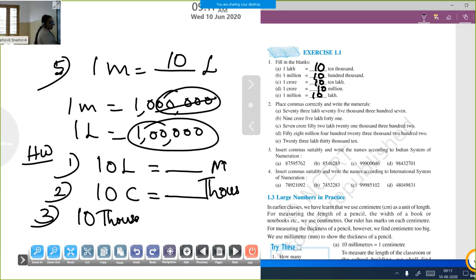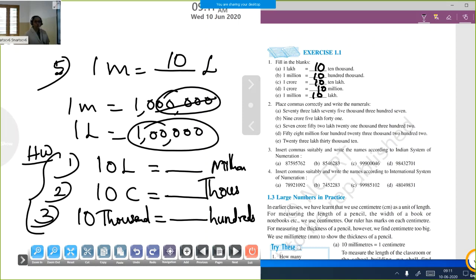10,000 equal to dash hundreds. How to do? You try yourself, okay? How many hundreds make 10,000? The same pattern as teacher did, keep it in mind and do. Okay, you will get it. Try to understand the exercise first one, then do these 3 questions as homework.